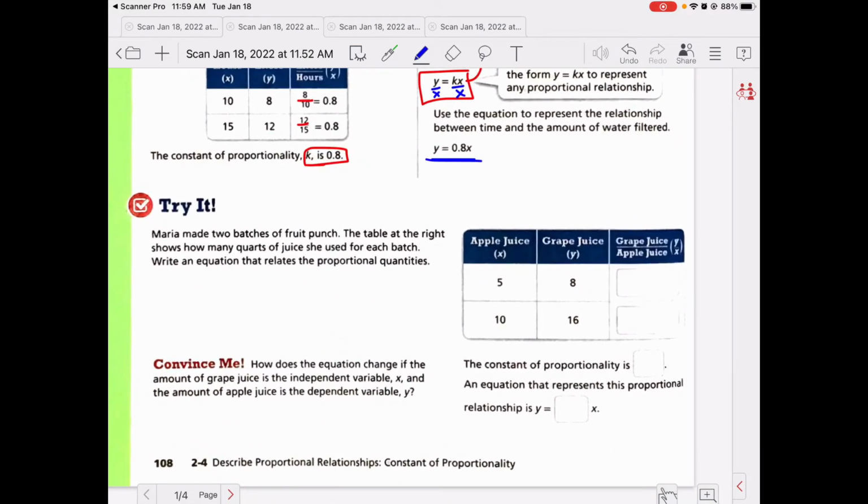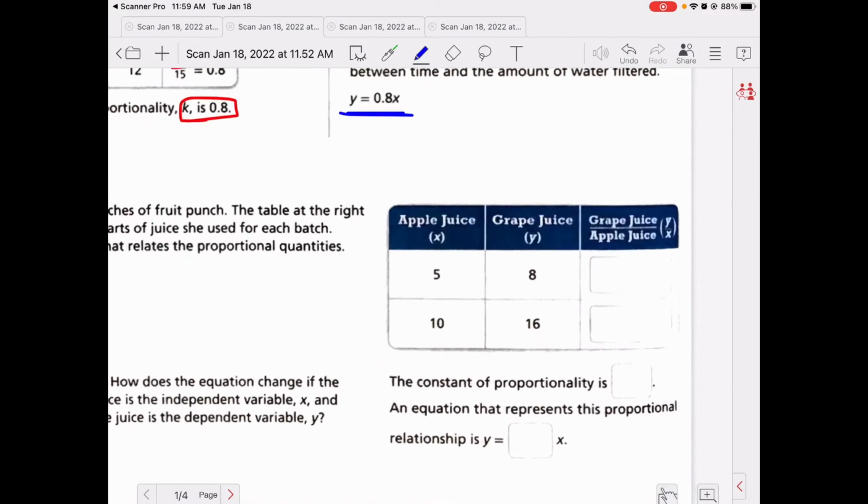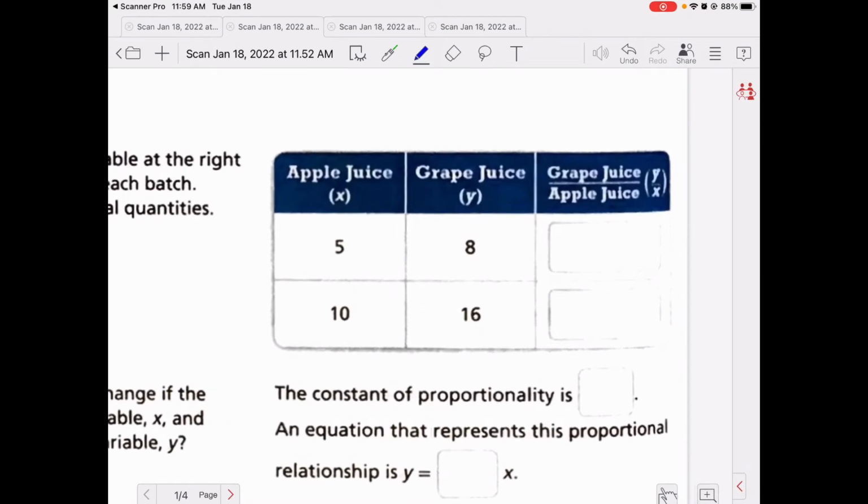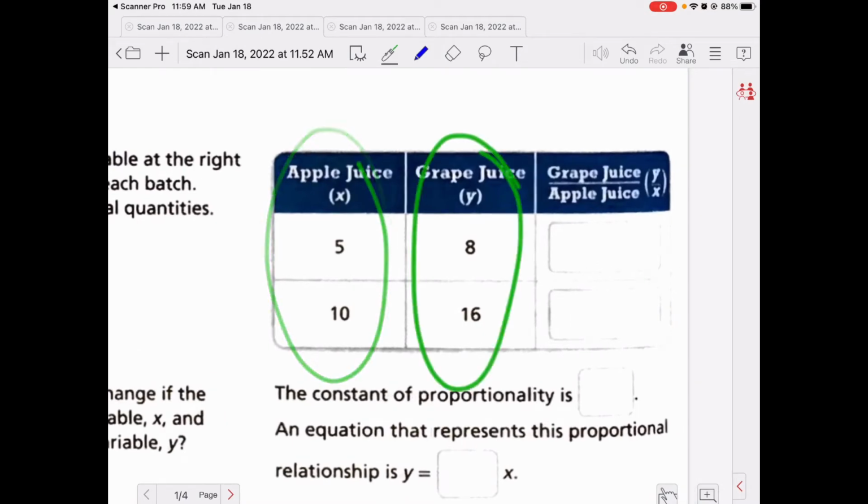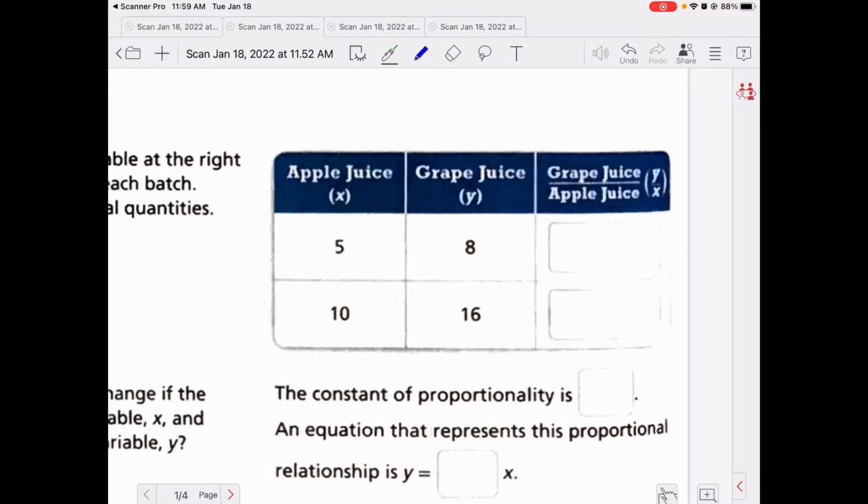So let's practice this again, okay? So Maria made 2 batches of fruit punch. The table at the right shows how many quarts of juice she used for each batch. Write an equation that relates the proportional quantities, okay? So again, we have X in the first column, and we have Y in the second column. That's true, I'd say 99% of the time. X will be on the left, Y will be on the right. Occasionally they do some weird things to flip you around, but for the most part, X is on the left, Y is on the right.